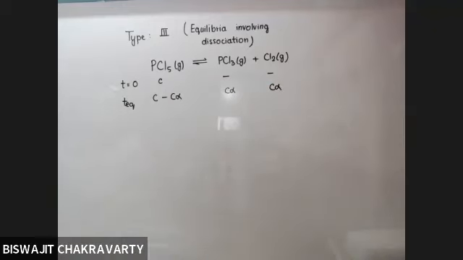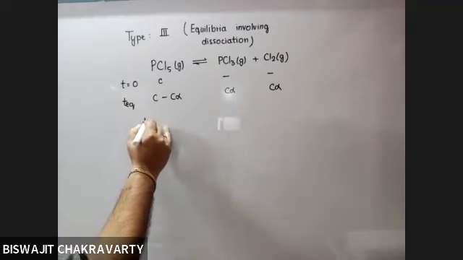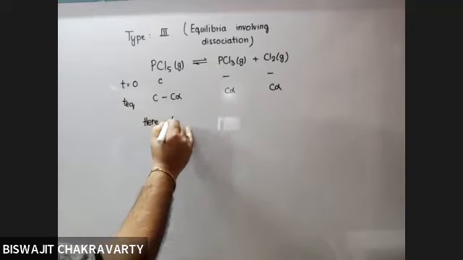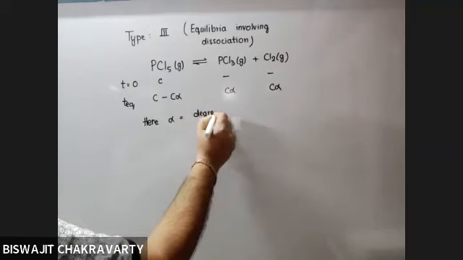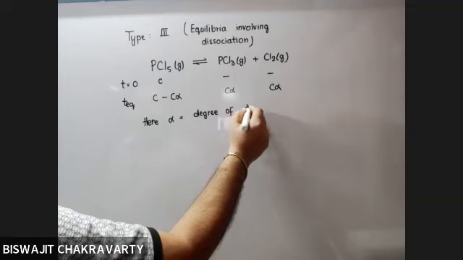See whether this part you have understood or not. Is it clear to you or not? Yes, sir, clear. Okay. Here, alpha is degree of dissociation. Degree of dissociation.